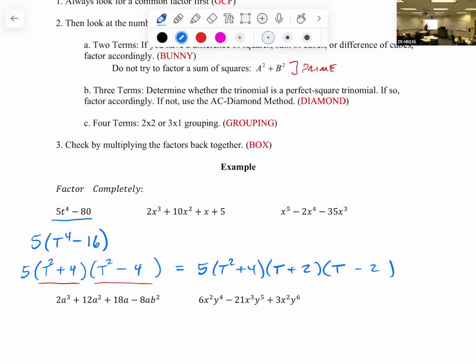5 is prime, all right? A sum of squares is prime. This is a simple polynomial. That is prime, that is prime. I cannot factor those any further.